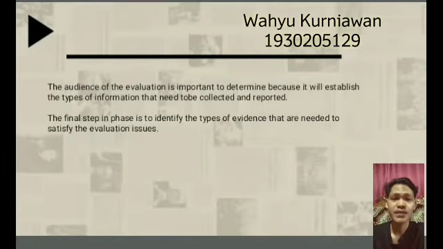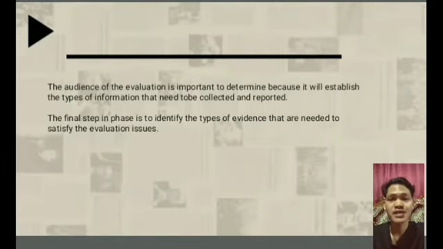The final step in this phase is to identify the type of evidence that is needed to satisfy the evaluation issues. For example, during the planning phase of the formative evaluation of a nurse training program, the instructional designer determined that all participants will have specific skills that are evaluated using hospital patients.